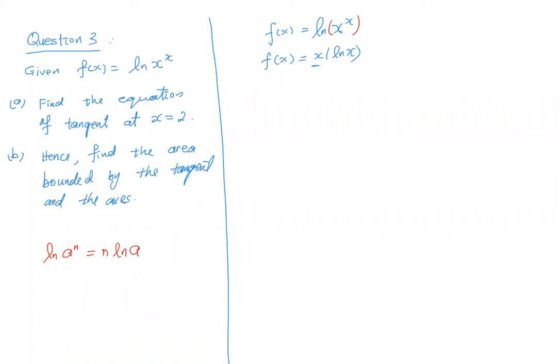So you see, the decision making is very important. So now you can use your product rule. Hurry up. Everyone do it by yourself. 5 minutes. I come and discuss with you.